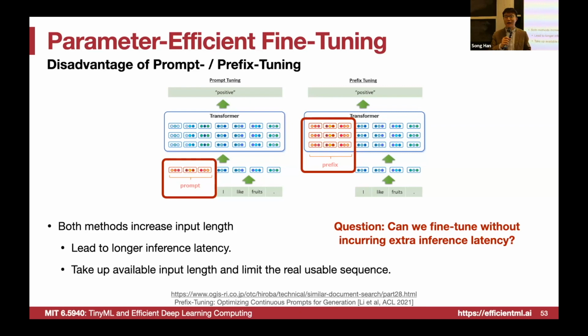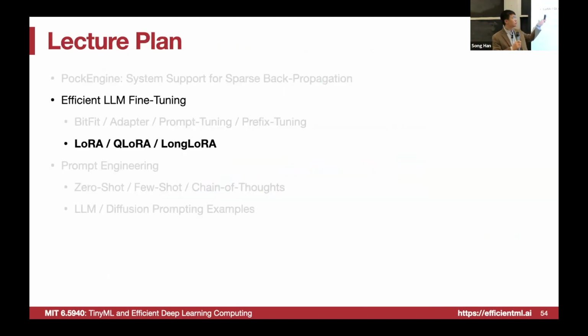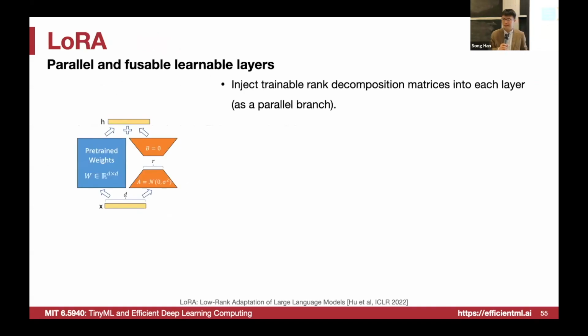All right, welcome back. So let's answer the question, can we fine tune without incurring actual inference latency? As we have seen in either prompt tuning or prefix tuning, it adds extra tokens to the large language model, which incurs the extra latency. So let's introduce LoRA family that is going to, without having to incur such latency overhead, we'll be able to fine-tune the model. The idea is to introduce this parallel and fusible and learnable branches.